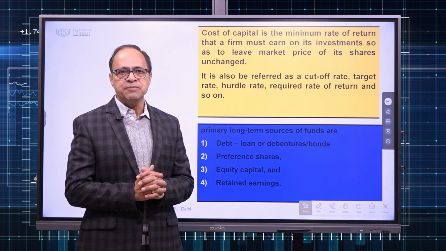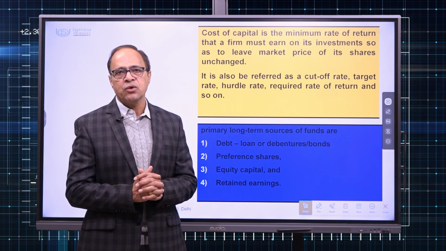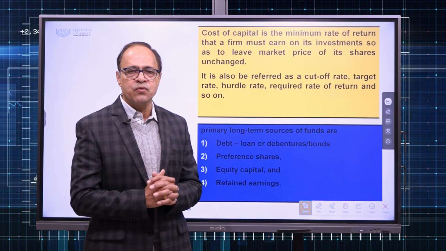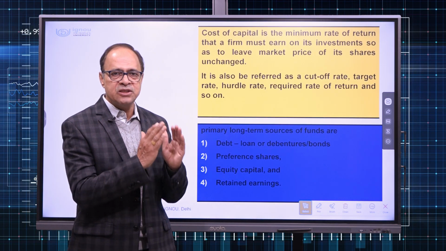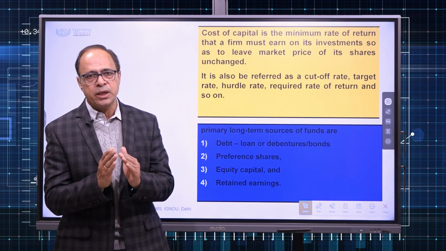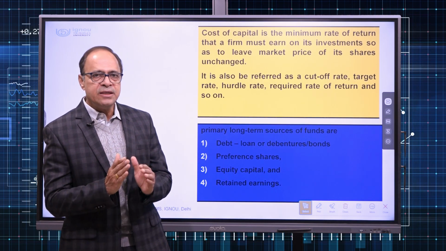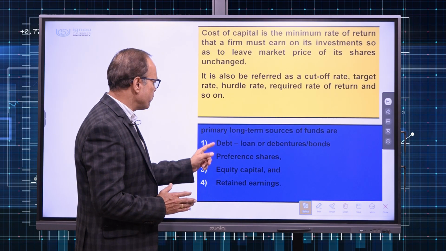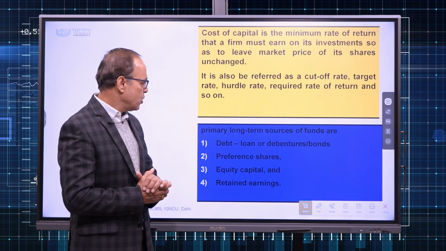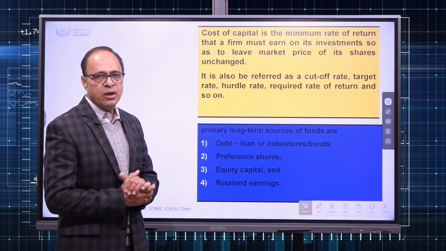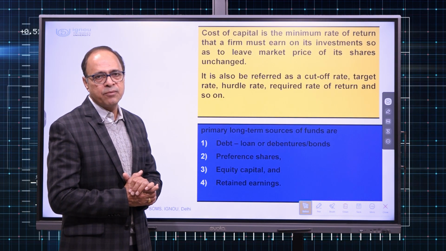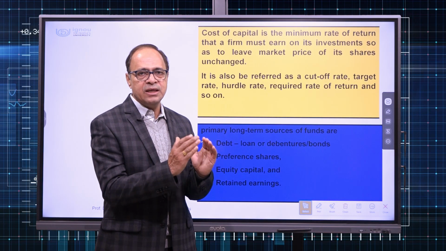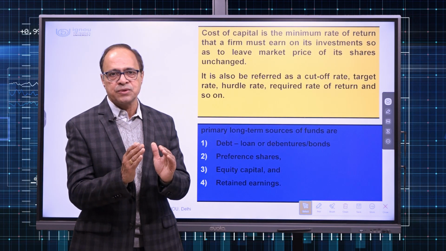Then the subsequent 2 lessons on cost of capital will be about the practice on calculation of cost of capital, that means specific cost as well as overall cost of capital. When I say specific cost of capital, it means we are referring to cost of either debt, cost of preference share capital, equity share capital or retained earning. That means cost of one particular source of capital is called specific cost.